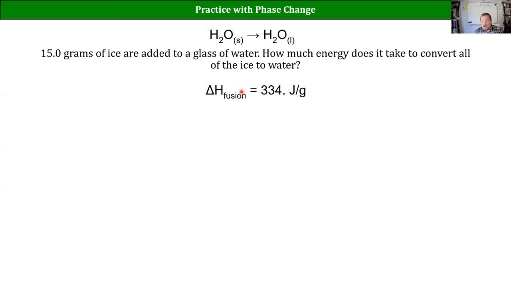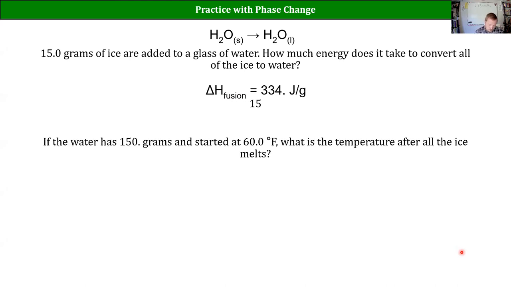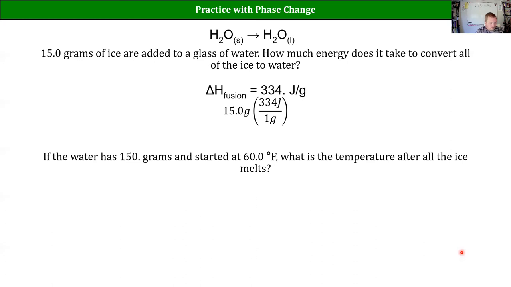So if we wanted to calculate how much energy it's going to take to do this, as long as our heat of fusion is in joules per gram, and this is for the right substance, all we have to do is cancel out the grams. So we'd wind up with a conversion that would look something like 15.0 grams, and for every gram, 334 joules over 1 gram. We'd wind up with the grams of the ice canceling out, and we're going to be left in joules. And it doesn't even really matter what the process is. If you have one of these delta H values for any of these processes, you just have to make sure that your units cancel out.